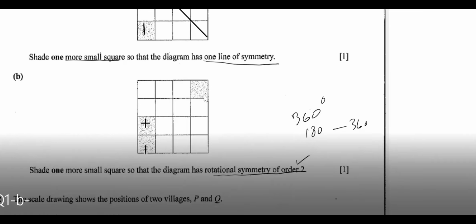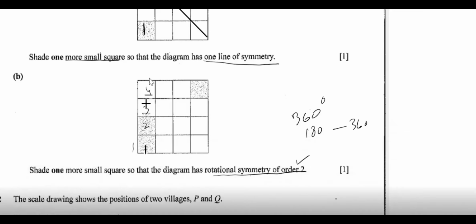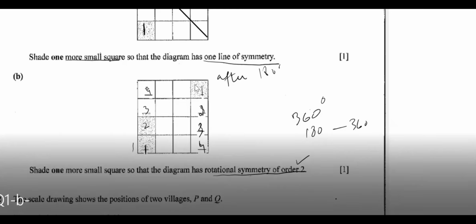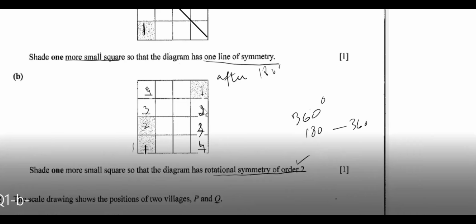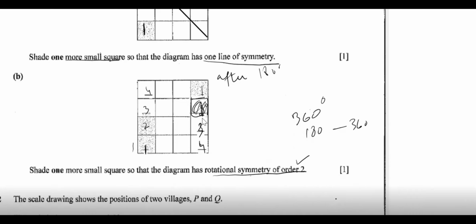To get the same identical position after a 180 degree rotation, we will number the left extreme square from bottom to top: 1, 2, 3, 4. And look here, when we rotate 180 degrees, these numbered squares will be in this position: 1, 2, 3, and 4. When we rotate 180 degrees, the squares will be in identical positions when box 2 is shaded. Therefore, we will shade this square number 2.